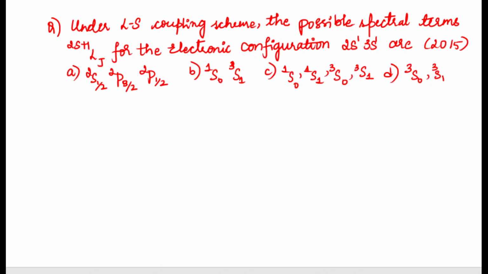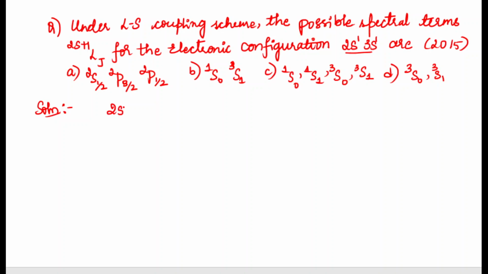This was asked in 2015 under the LS coupling scheme. The possible spectral terms, that is 2S+1 L_J, for the electronic configuration 2s1 and 3s1. So LS coupling they have given, so we shall solve this. Under LS coupling, first write down the question.